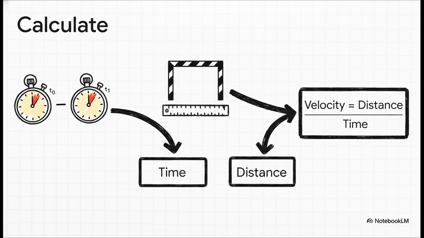And now we bring it all home. We've got our start time, T0, and our end time, T1. If you subtract them, you get the precise time it took for the car to travel between the gates. All that's left is to grab a ruler and measure the distance between those 2 foil gates. And then we use that exact same formula from way back at the beginning. Velocity equals distance divided by time. And just like that, you've built a real-world speed trap.